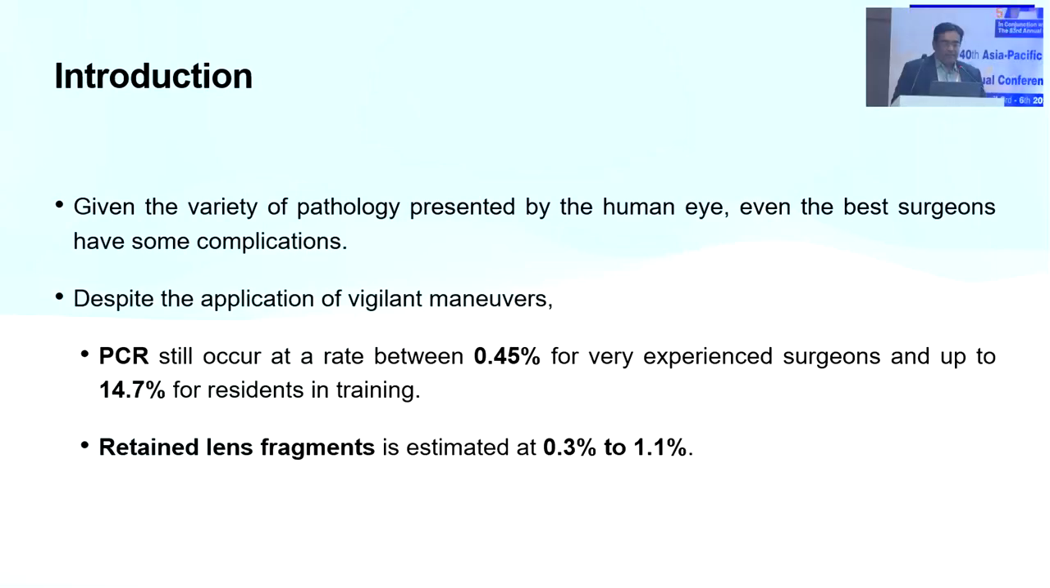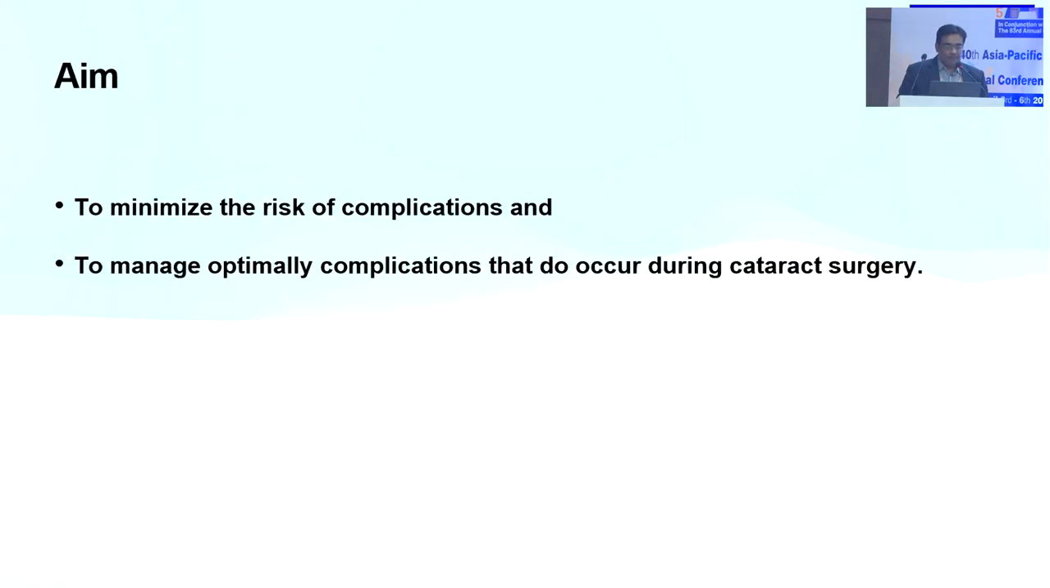Given the variety of pathology presented by the human eye, even the best surgeons have some complications. Despite the application of vigilant measures, PCR still occurs at a rate of between 0.45% and 14.7%, depending on the experience. Retained lens fragment is estimated at 0.3% to 1.1%. So I aim in this presentation to minimize the risk of complications and to manage optimally the complications that do occur during cataract surgery.